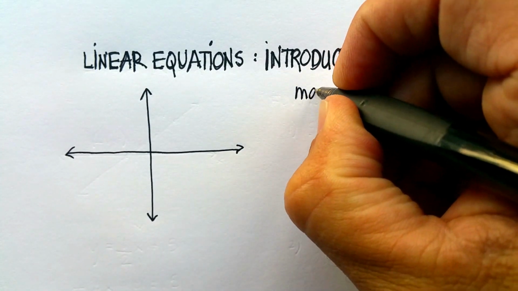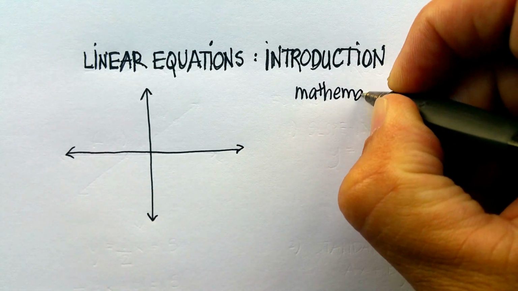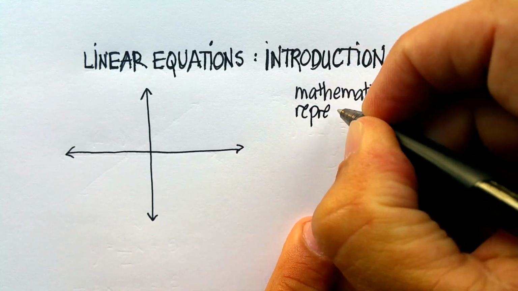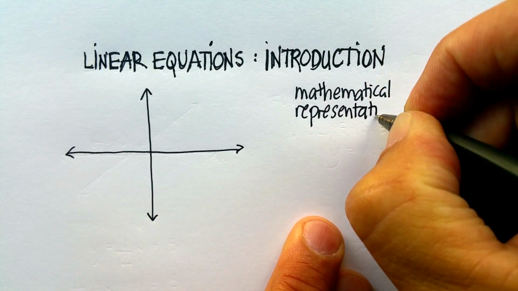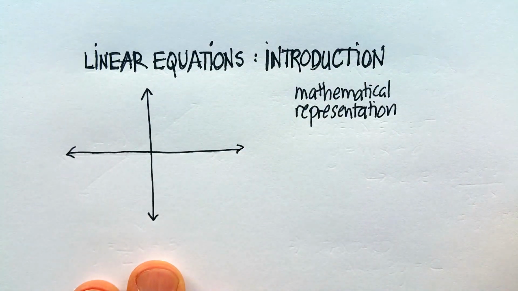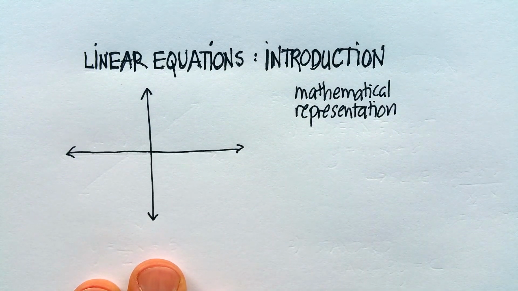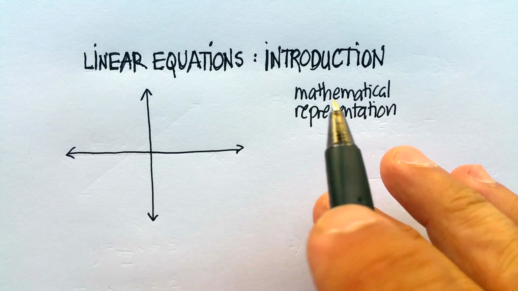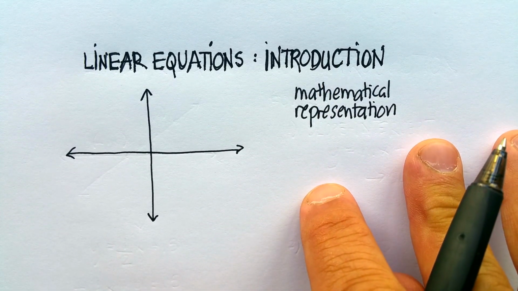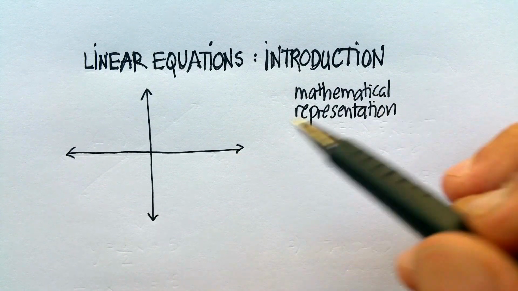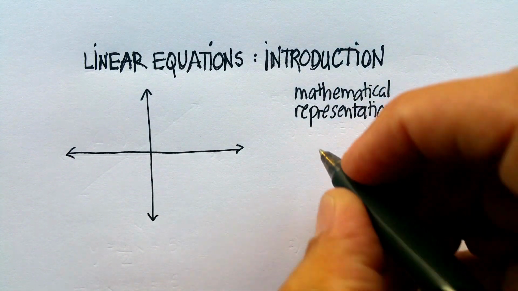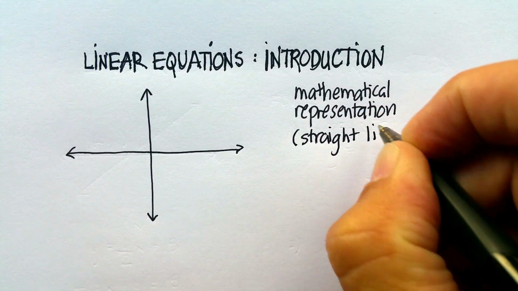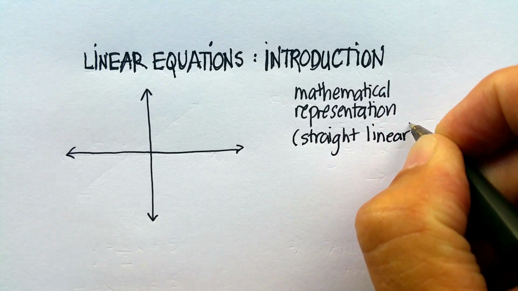Now, basically it's like translating real-life data into mathematical language. Now we're going to be going over 4 different forms of the very simplest type of linear equation. That's a straight line linear equation in this class, okay? So a straight line linear equation. There we go.